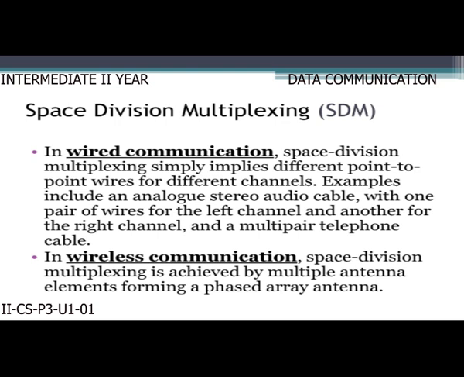Coming to space division multiplexing. In wired communication, space division multiplexing simply implies different point-to-point wires for different channels. Examples include an analog stereo audio cable with one pair of wires for the left channel and another for the right channel, and a multi-pair telephone cable. In wireless communications, space division multiplexing is achieved by multiple antenna elements forming a phased array antenna.